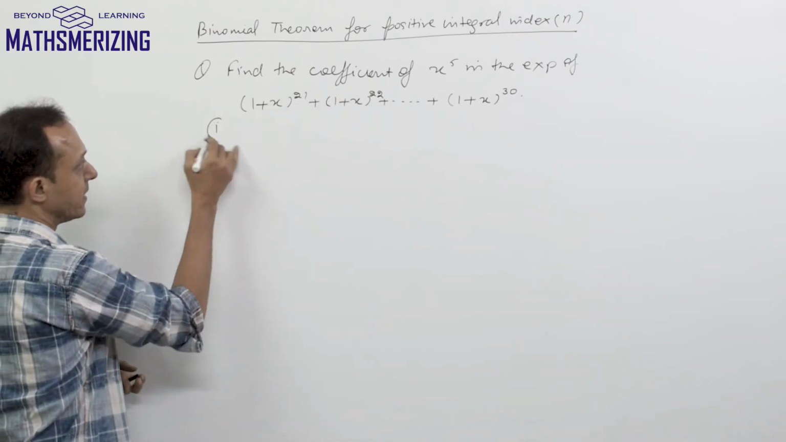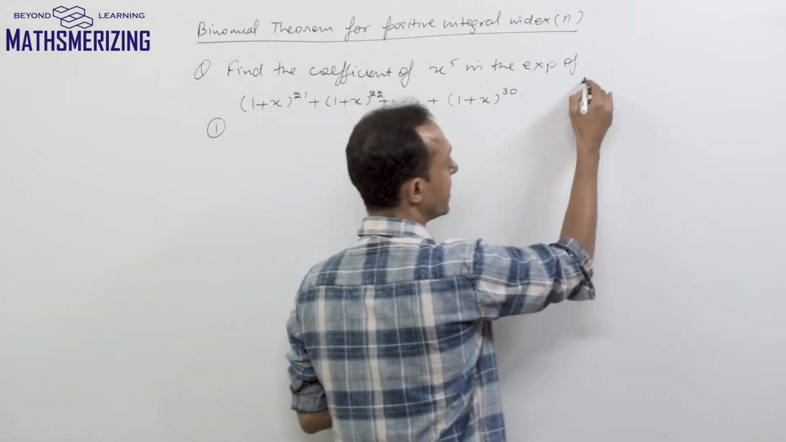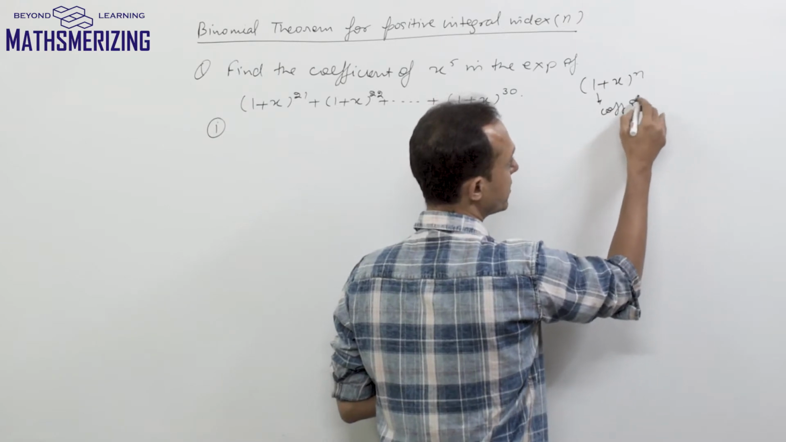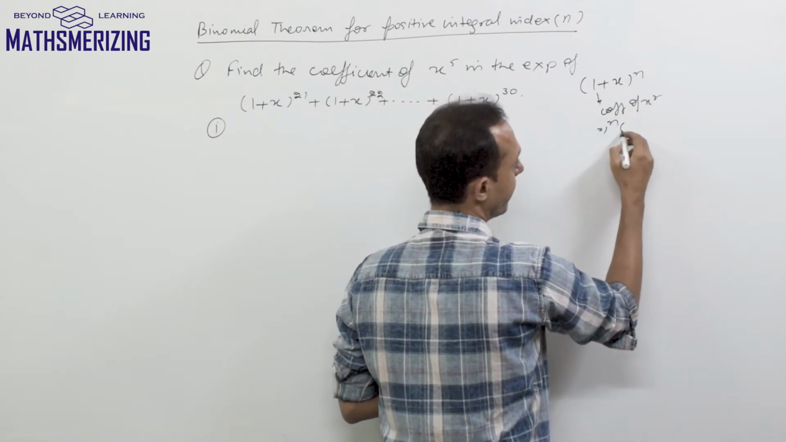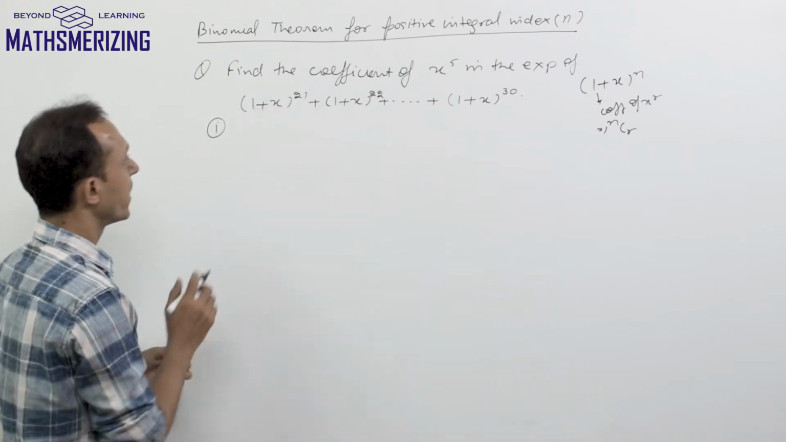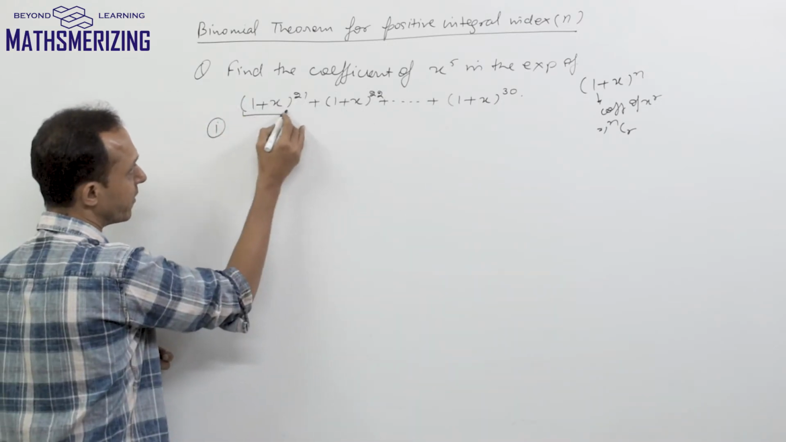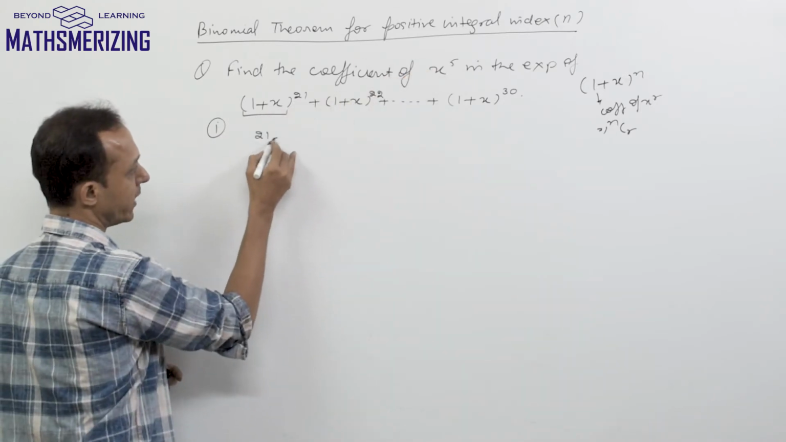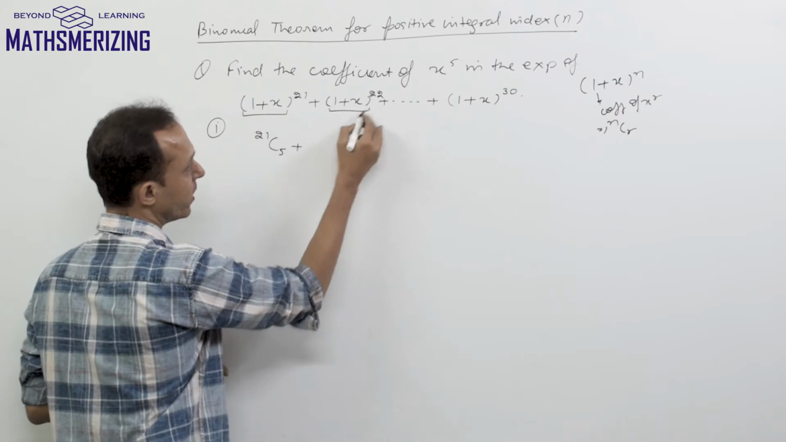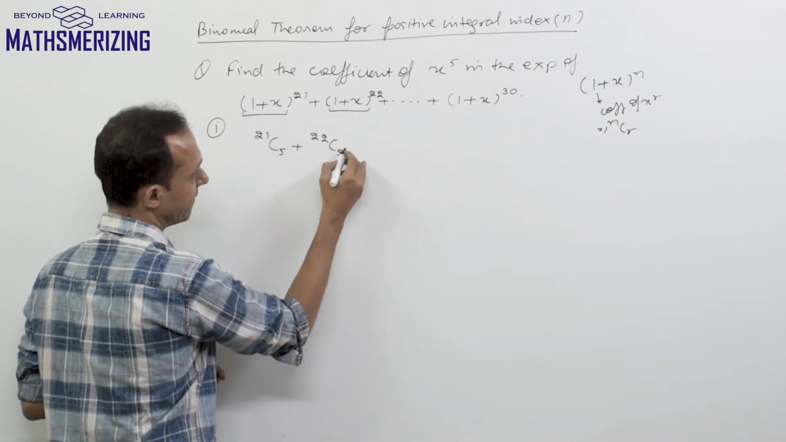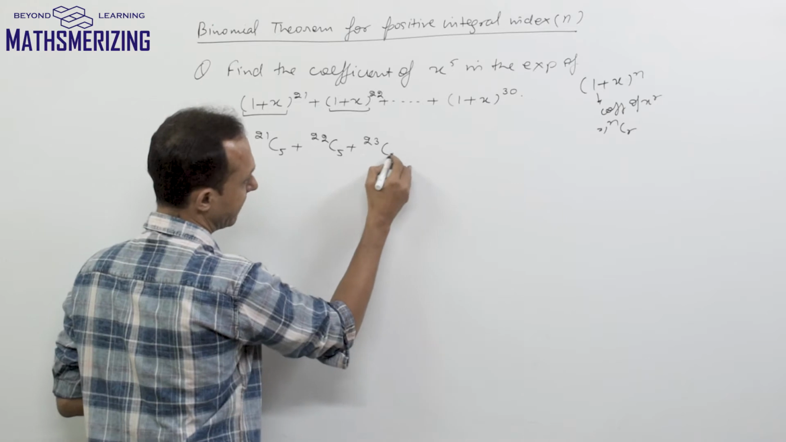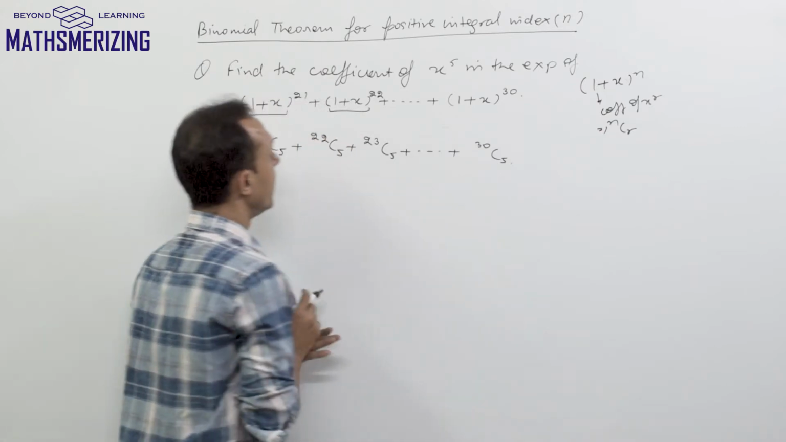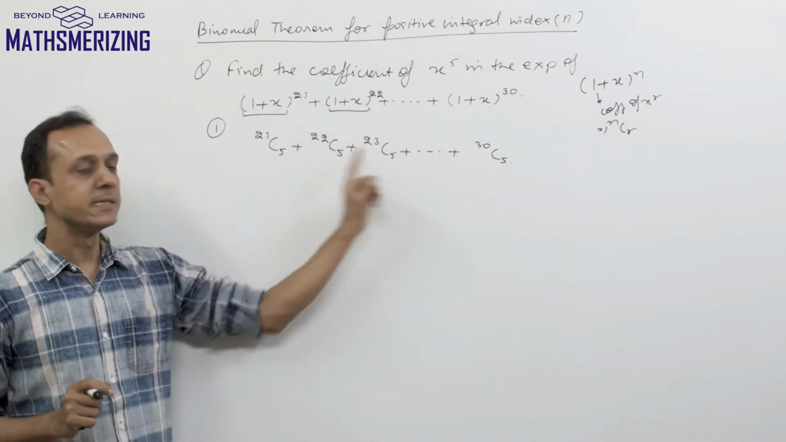Now, one method can be: I know that in the expansion of (1 plus x) to the power n, the coefficient of x to the power r is given by simply nCr. So I'll find the coefficient of x to the power 5 from each one. From the first one, it will be 21C5. From the second one, it will be 22C5, 23C5, and finally 30C5. Now, I need to find a way with which I can simplify this series.